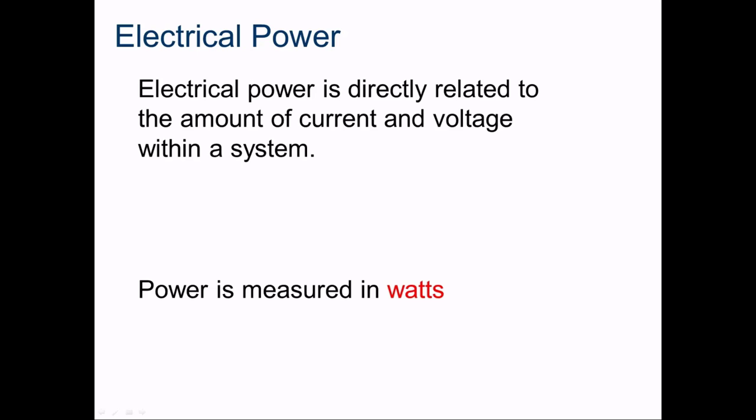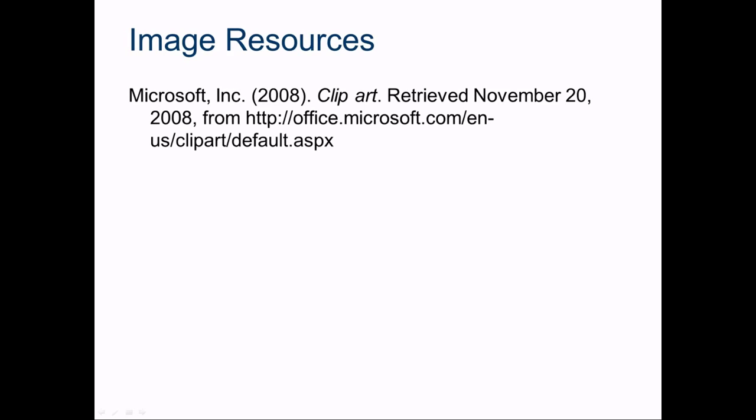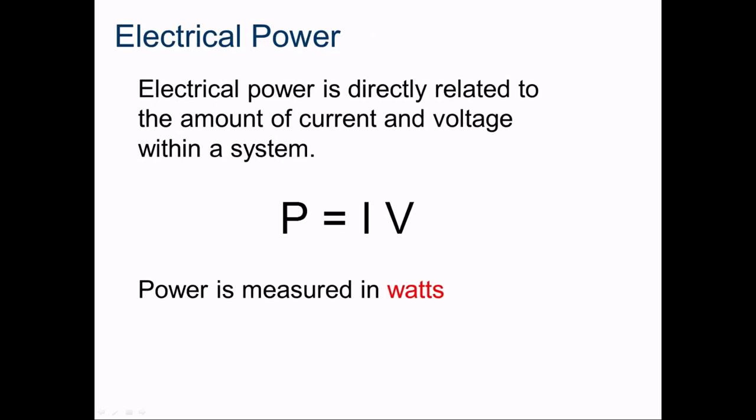Electrical power. Electrical power is directly related to the amount of current and voltage within a system. Power is measured in watts. P equals I times V. We'll go more into this later in class. We're going to do an activity with a winch, and we'll go into this in more detail in class.